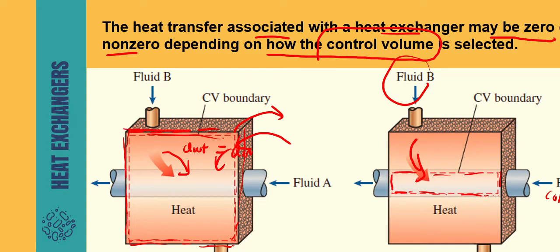Compared to this, here your system consists of fluid A and fluid B. So the surrounding is outside here. So there is no heat transfer from the system to the surrounding. That's why your Q here is equal to zero. Any question? This is important. You need to understand this, or else you cannot answer the question on heat exchanger.